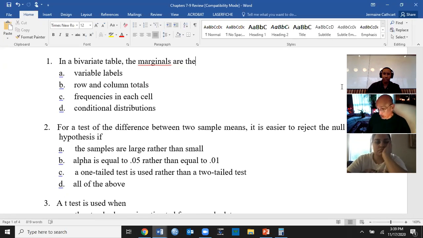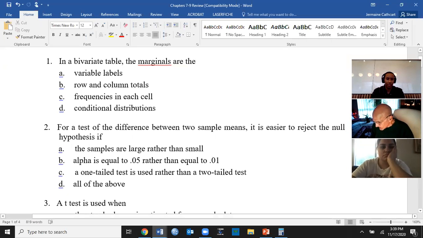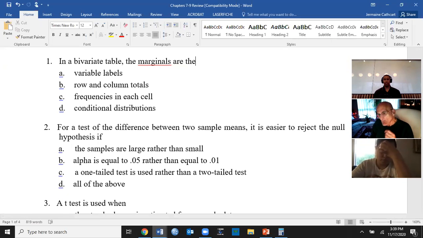For a test of the difference between two sample means, it is easier to reject the null hypothesis if what? So we have a 2-sample t-test. It is easier to reject the null hypothesis if what? I'm going to say all of the above. Okay, good. So the answer is all of the above.